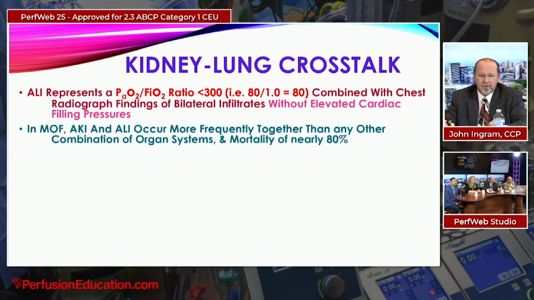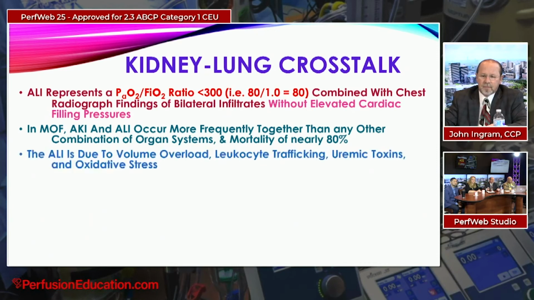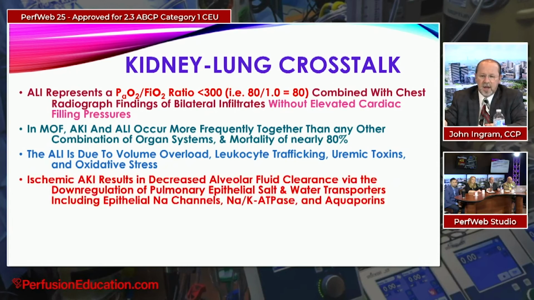So in multi-organ failure, acute kidney injury and acute lung injury occur more frequently together than any other combination of organ systems, and the mortality is nearly 80%. So the ALI, the acute lung injury, is due to volume overload, leukocyte trafficking, uremic toxins, and oxidative stress.